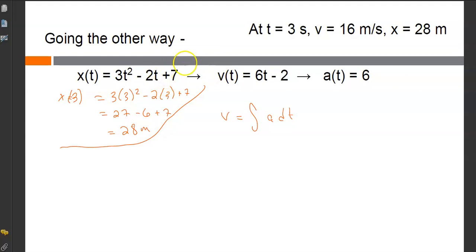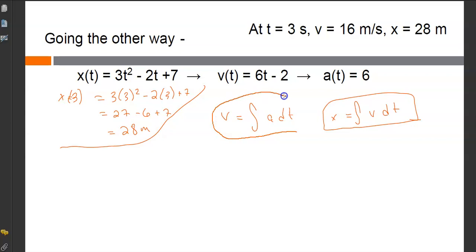I had to do the derivative to go from here to there. So if I do the integral, again kind of going backwards, x equals the integral of v dt. So these are the companion rules to that, and I can go either way with it. If they give me a displacement function, I can get the velocity and the acceleration. Or if they give me the acceleration, I could get the velocity and the position with the integration.